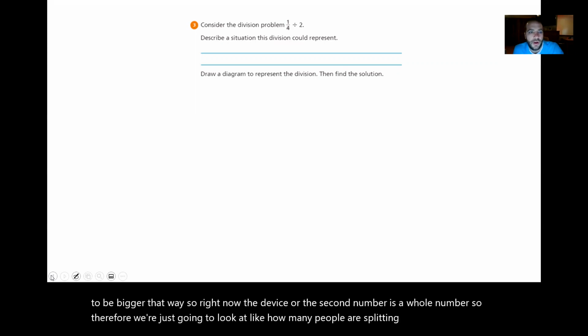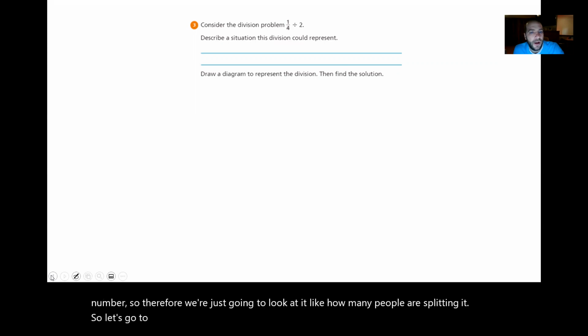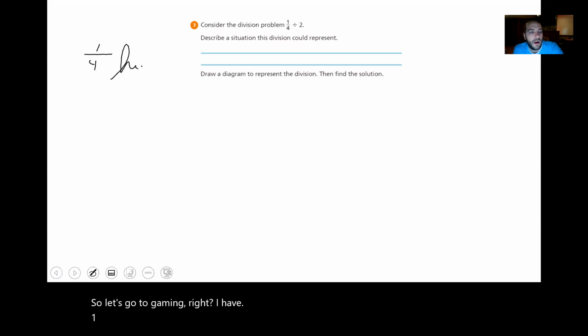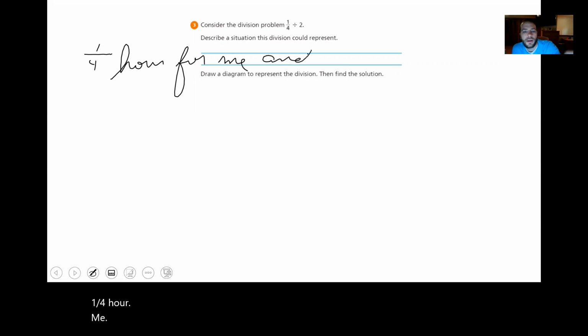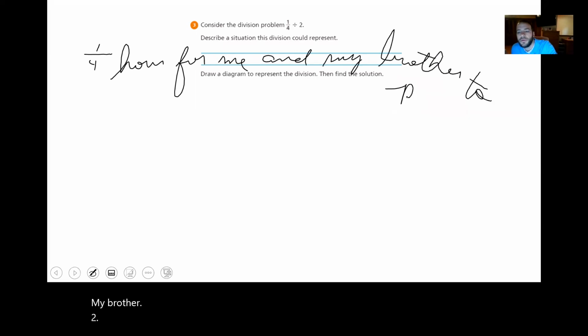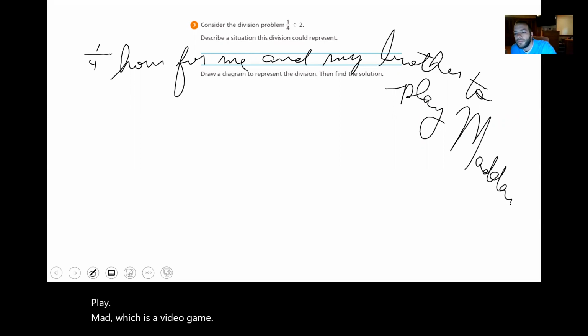So let's go to gaming, right? I have 1/4 hour for me and my brother to play Madden, which is a video game. How much time do we each get?